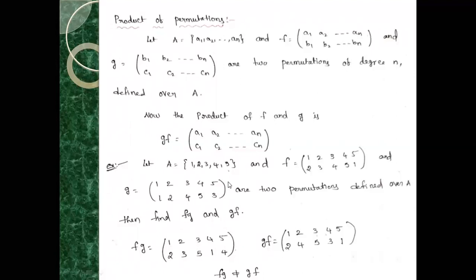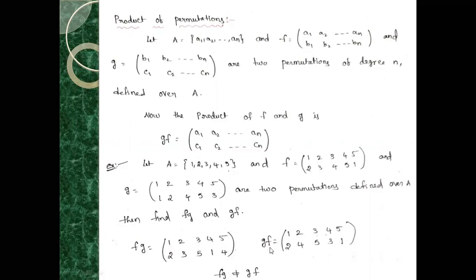Next, 4 to 5 in G, and 5 to 1 in F. So 4 to 1. Next, 5 to 3 in G. In G, 5 is related to 3. In F, we check it for 3. So in F, 3 is related to 4. So 5 is related to 4 in FG. So the permutation for FG is 1 to 2, 2 to 3, 3 to 5, 4 to 1, 5 to 4.